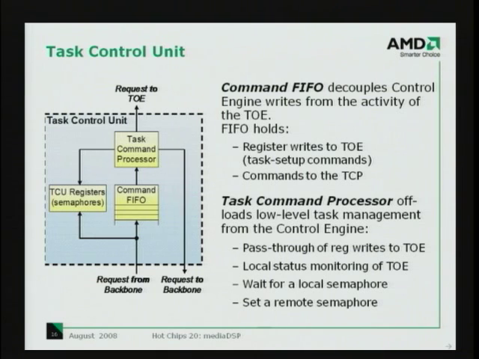And so the task command processor does four main things. I have the bullets here. It can pass through writes from the TOE. It can do local status monitoring of the TOE. It can wait for a local semaphore to be set in these registers, or it can go out and set a remote semaphore in another TCU or control engine in the system.